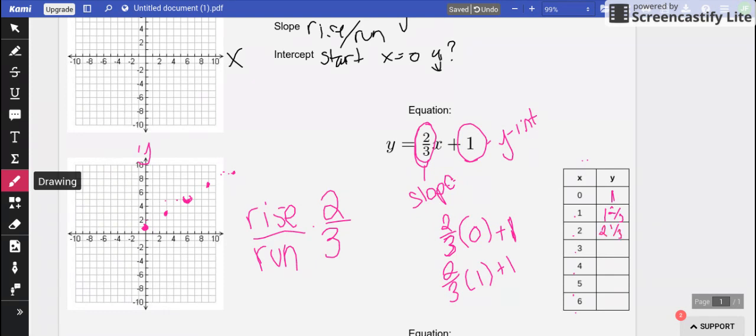But these are numbers that I can't really graph. So if I look back at my graph, I don't have a dot on the 1 or the 2 because I don't really know how to graph 1 and 2/3 or 2 and 1/3.